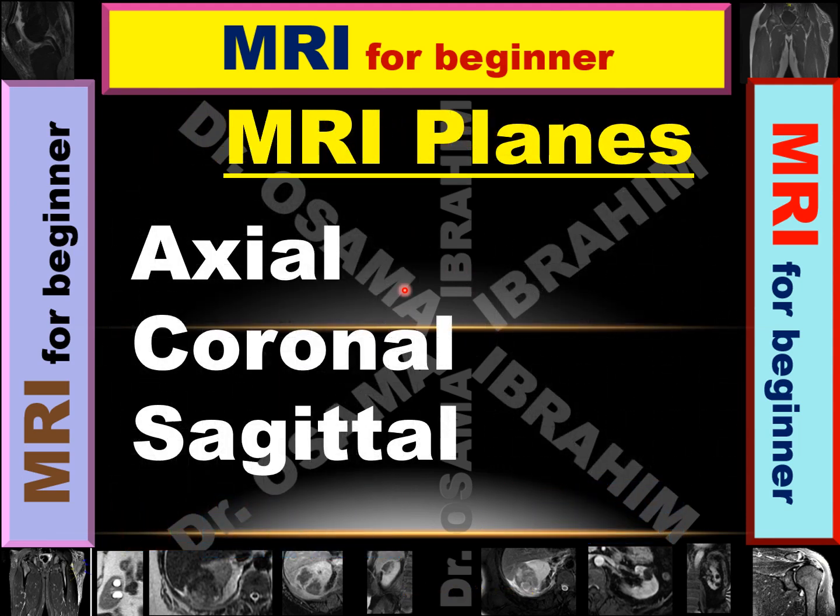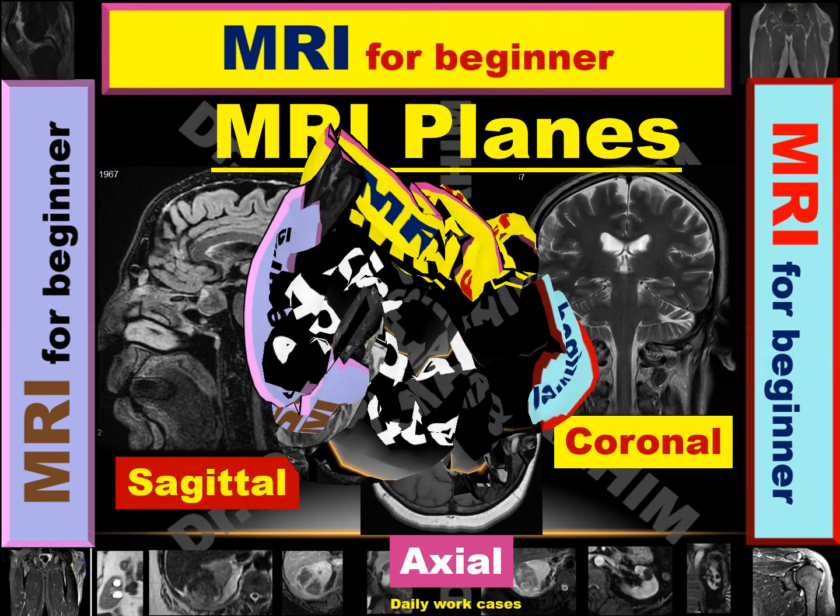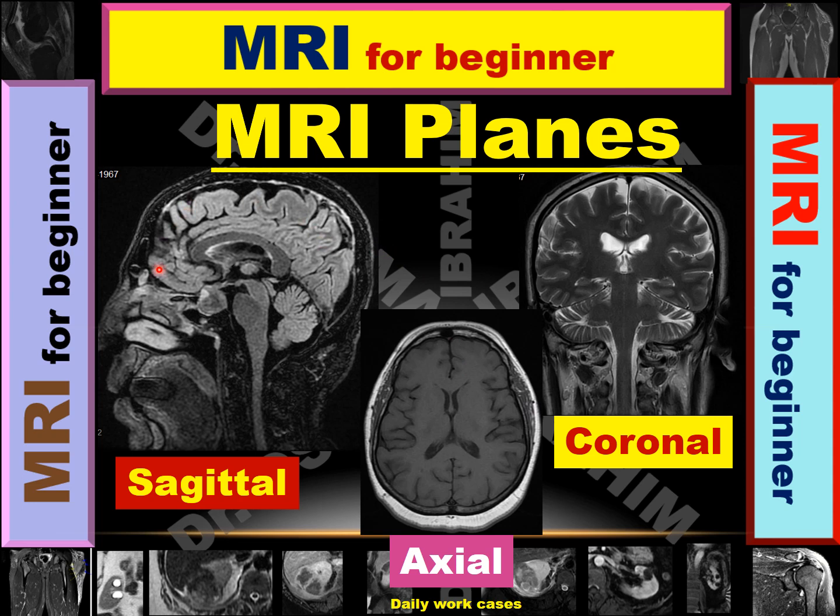Now we want to talk about another issue related to MRI. This is called MRI planes, because the MRI can be examined in the axial plane, the coronal plane, or the sagittal plane. As you see here, this image is a sagittal MRI plane. Sagittal represents the lateral view in the ordinary radiograph. So this is the sagittal view, which shows the cerebellum, brainstem, spinal cord, and the brain tissue. So this is a sagittal plane.